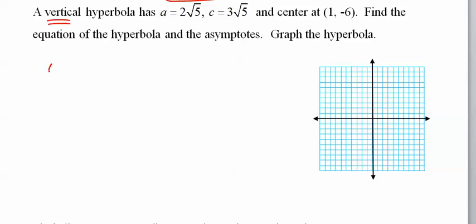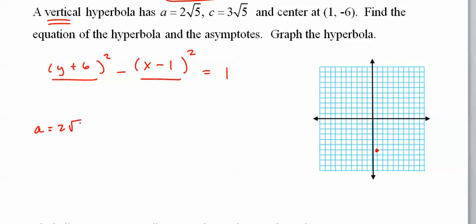Vertical hyperbola. Y will go first. Center's at 1, negative 6. X minus 1, y plus 6. I have a feeling we're going to have to graph at some point. 1, negative 6. It's going to be up here and down here, but I'll figure that out in a minute. A equals 2 root 5. A squared equals 2 squared and root 5 squared, which is 4 times 5 is 20, which will be the up and down. It's about 4 point something.